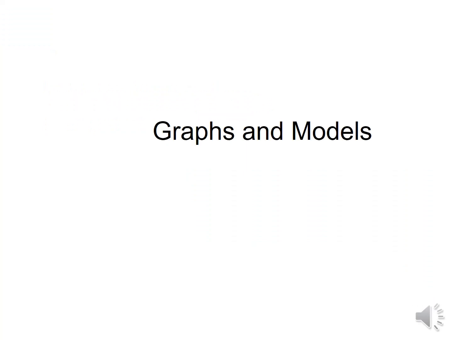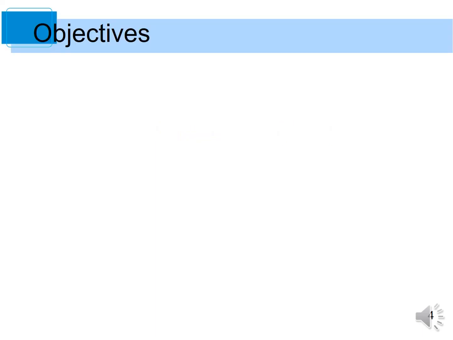As you have watched the previous video, the briefing video, the introduction of our syllabus, you know that there are 3 sections in the first chapter. This is the first section, graphs and models. In this section, we have 4 objectives. In the first objective, you will learn how to sketch the graph of an equation.